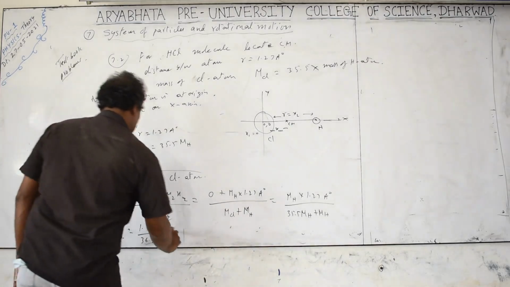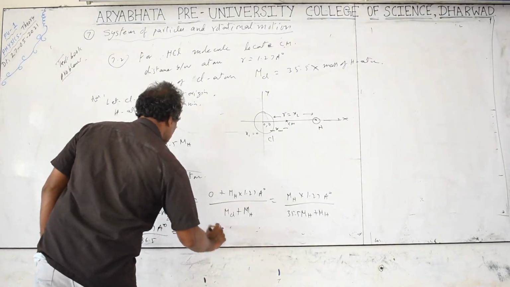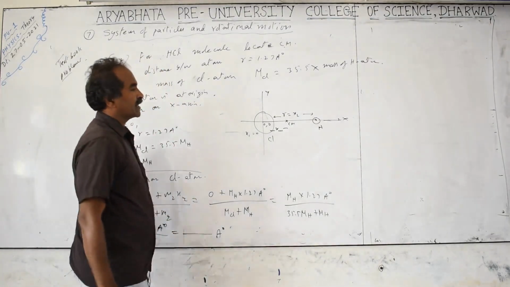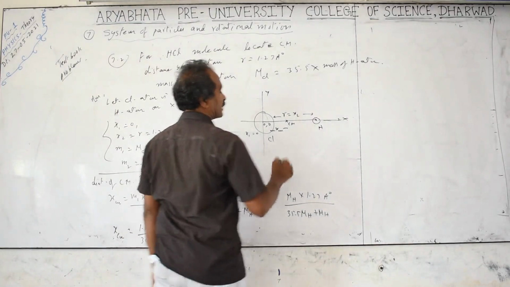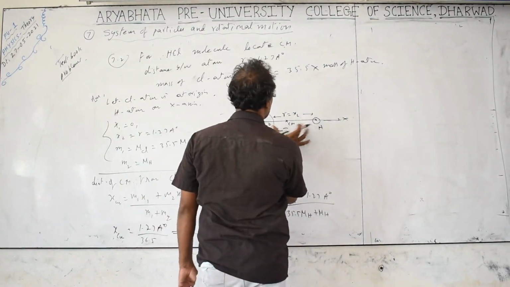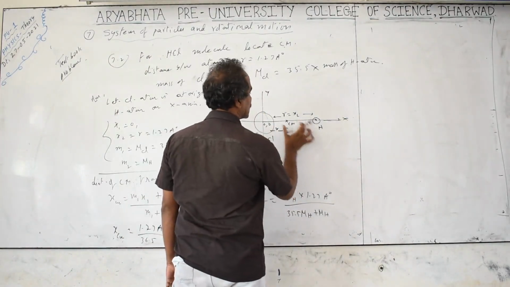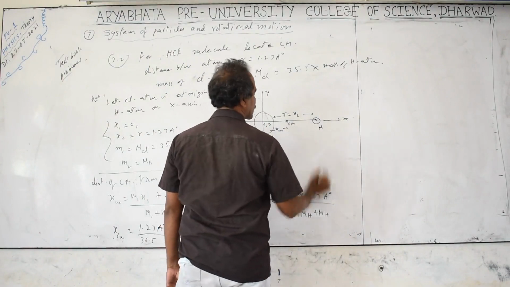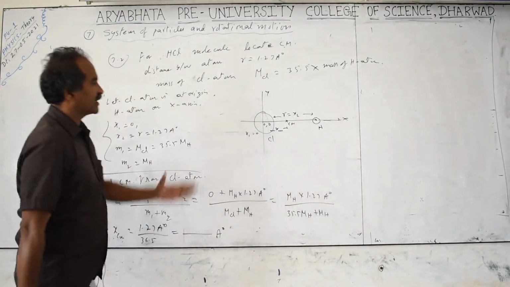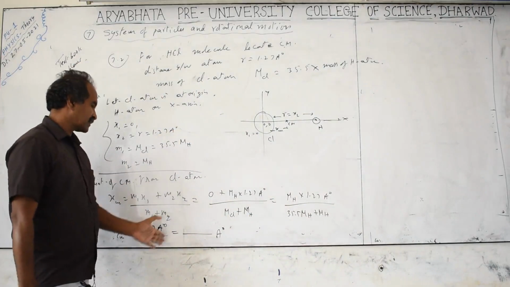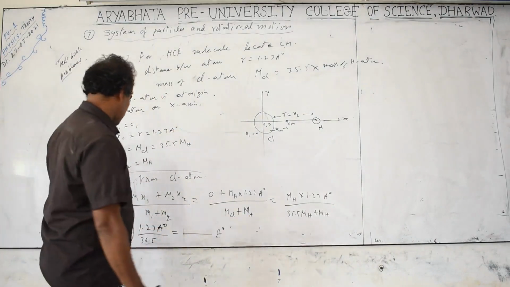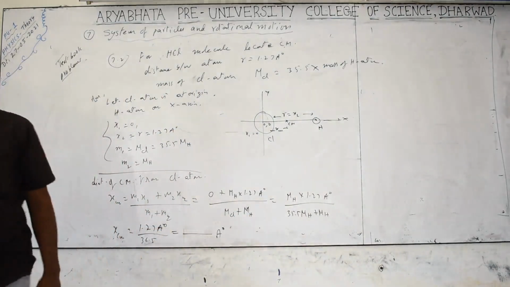You can calculate how much this is, so many angstroms from the chlorine atom. If they ask from hydrogen, you can also calculate: the total is R, this is xcm. The remaining distance, R minus xcm, is the distance from hydrogen. Or directly you can take hydrogen at the origin first and calculate with a similar procedure. Check the calculations.